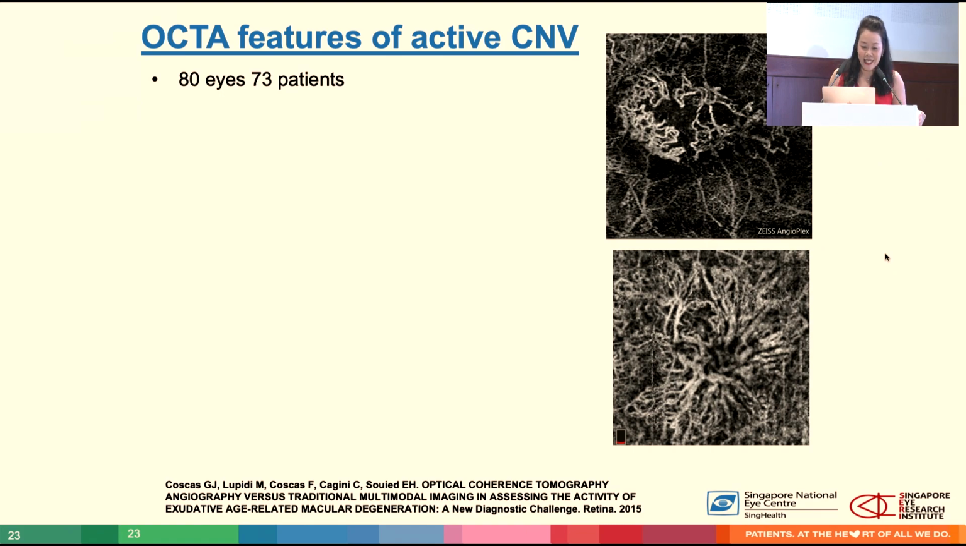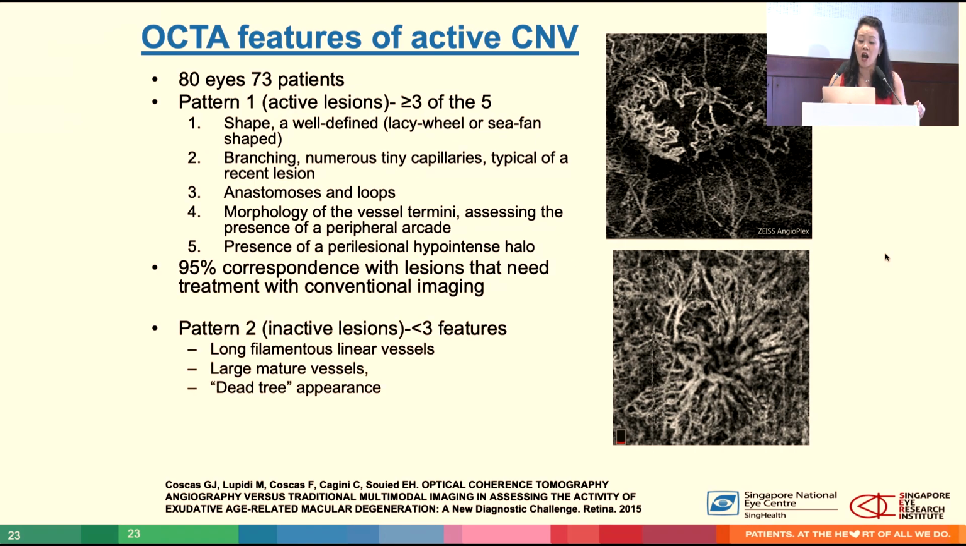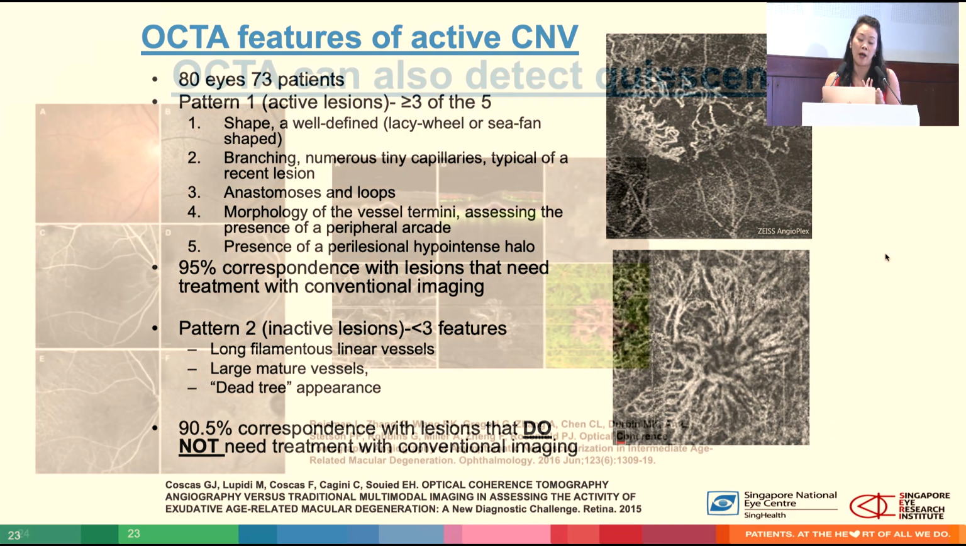No problems, thank you. And you can see I mentioned before, these are features of an active CNV, and these are features of an inactive lesion. The hypo area around it, as well as the branching tiny capillaries in the periphery, and the presence of the vessel termini, all are signs of active lesions. And the pruned tree appearance corresponds to lesions that do not need treatment.